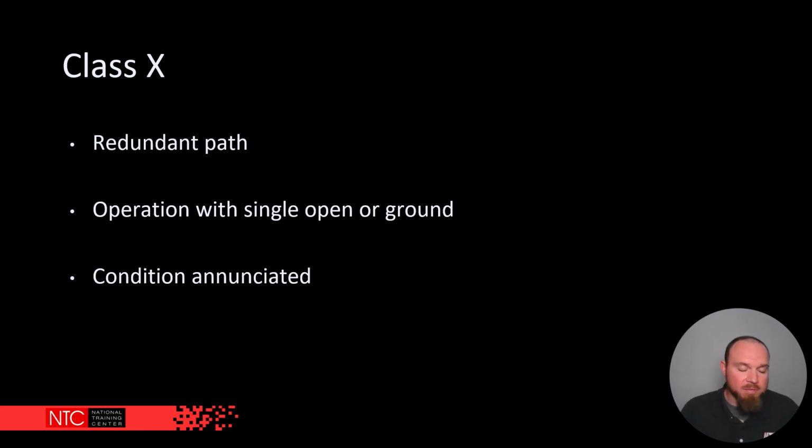With the many different classifications of circuits and pathways that we have out there, let's take 2 minutes to talk about Class X and Class N. Class X pathways have a redundant path. They're very similar to what you see with Class A. However, Class X will operate with a single open or a single ground fault. So it's a little bit different than what we see with Class A.